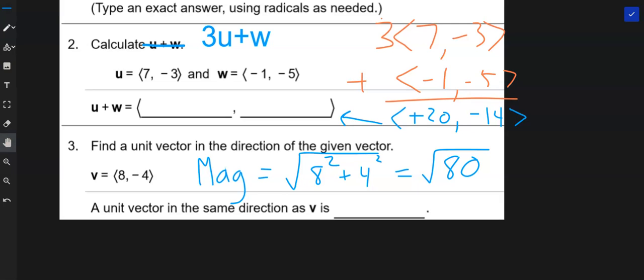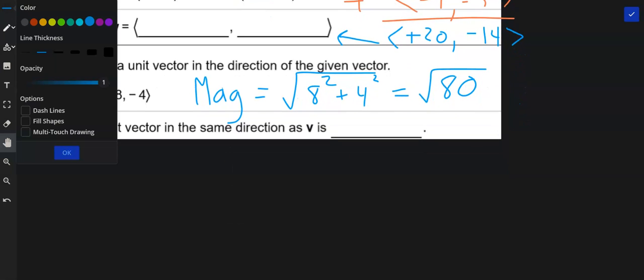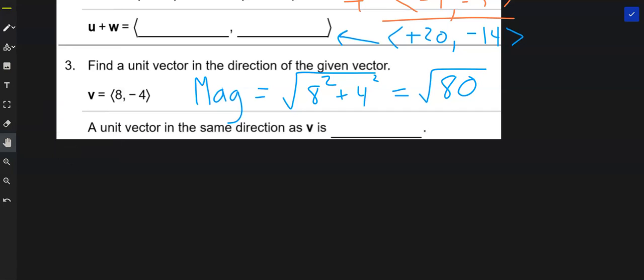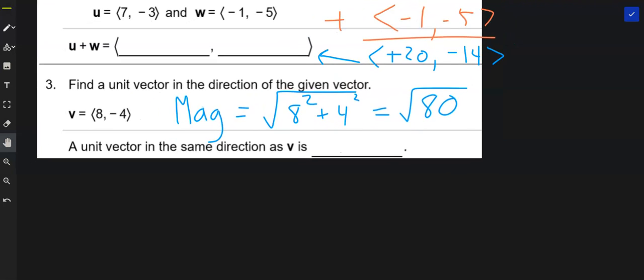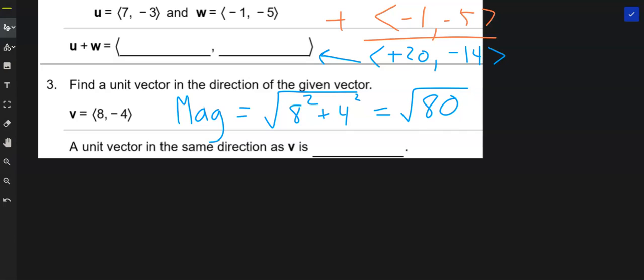At this point, I'm really not trying to test your skills on simplifying radicals. I really want to know what you're going to do with that thing. How do you change this from something that has a length of radical 80, which is almost 9 units long, to something that has only 1 unit long? What do you do with this radical 80? I know you got it. How do you shorten it down? We divide, which is what we told you in your notes.